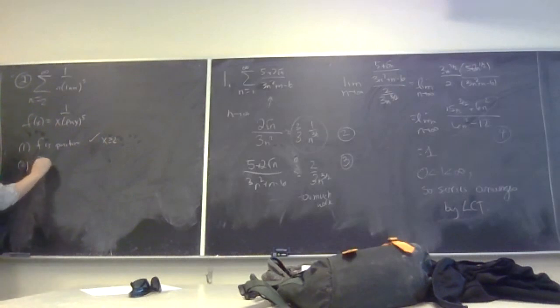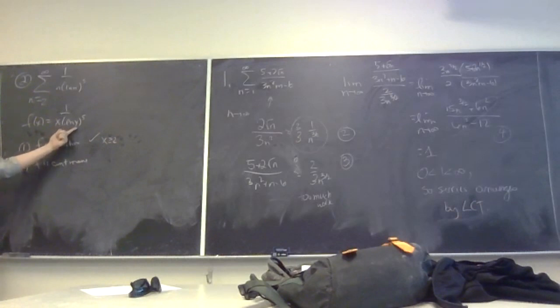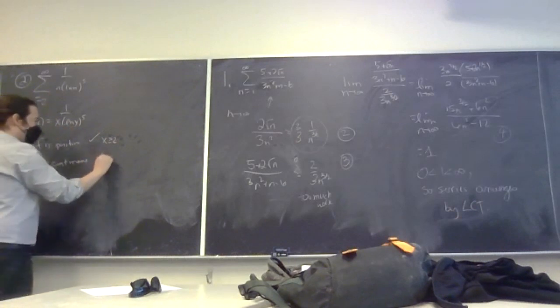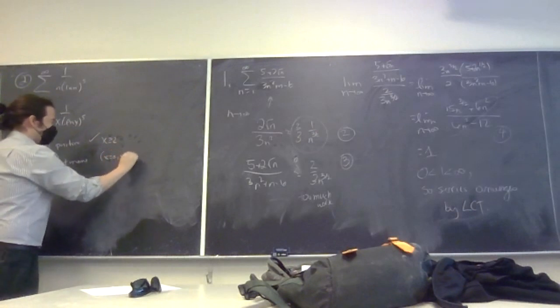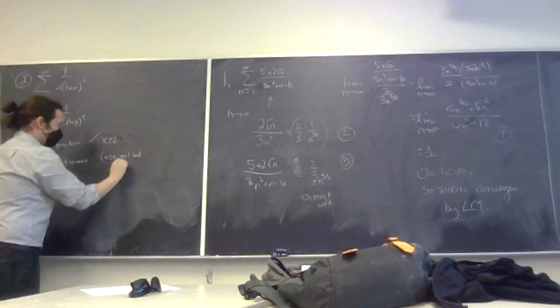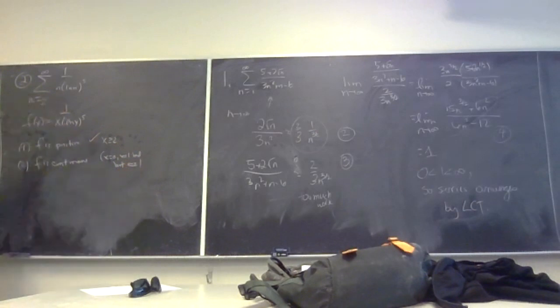2, f is continuous. Well, the only bad spots are x equal to 0 and x equal to 1, right? So x equal to 0 and x equal to 1 are bad. But we're looking at x bigger than or equal to 2. So we're cool. That's okay.